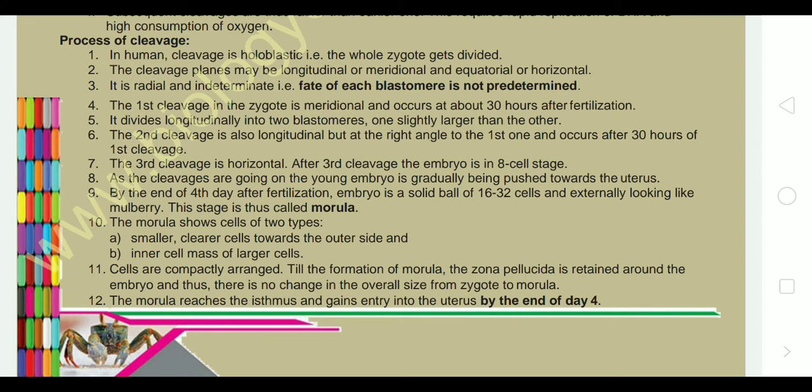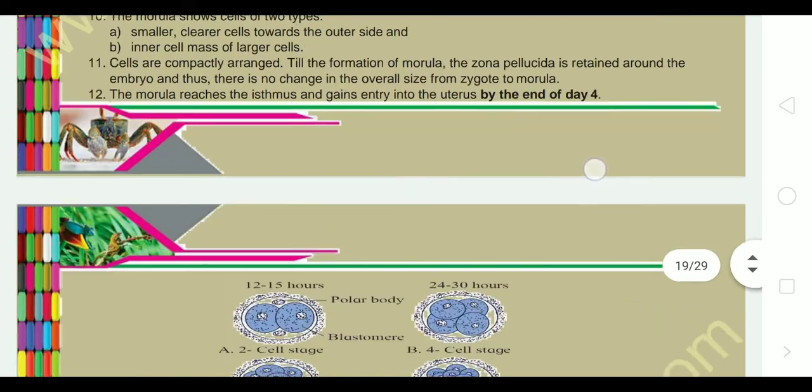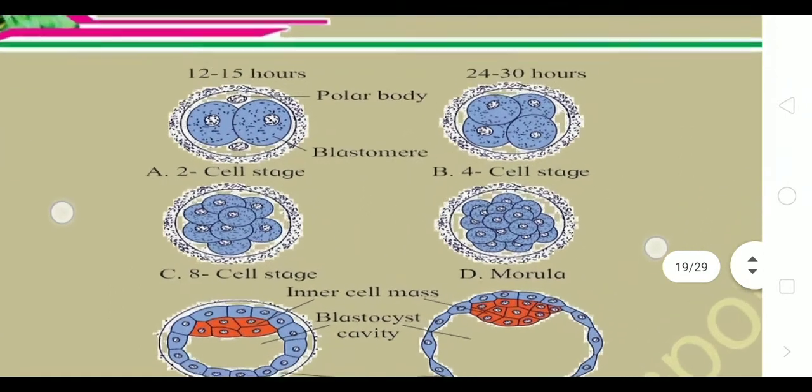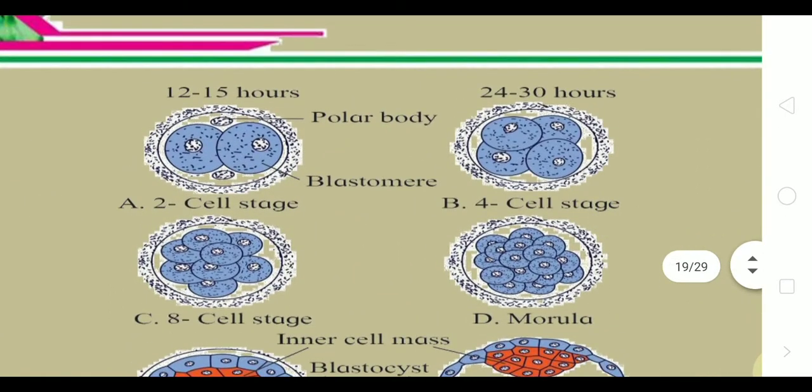So if we take the axes of these two longitudinal divisions, they show a kind of plus sign, which occurs about 30 hours after the first cleavage, that is the second cleavage. Then the third cleavage is horizontal. After the third cleavage, the embryo is in its 8 cell stage. We can check here: the first cleavage gives the 2 cell stage, the second cleavage gives the 4 cell stage, and then after the third cleavage the 8 cell stage.